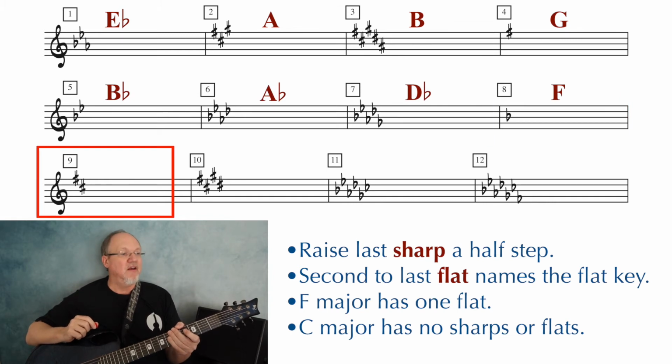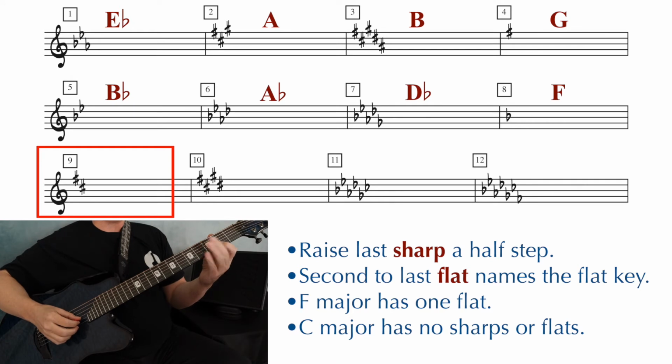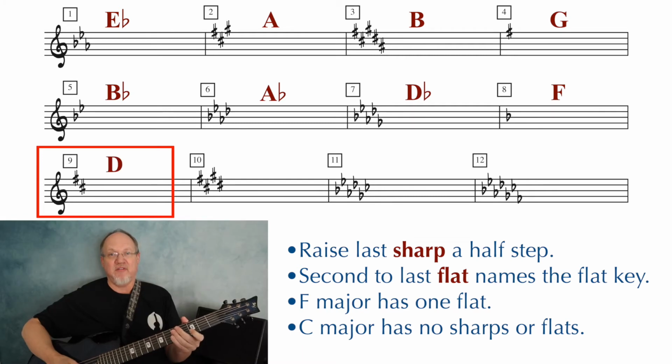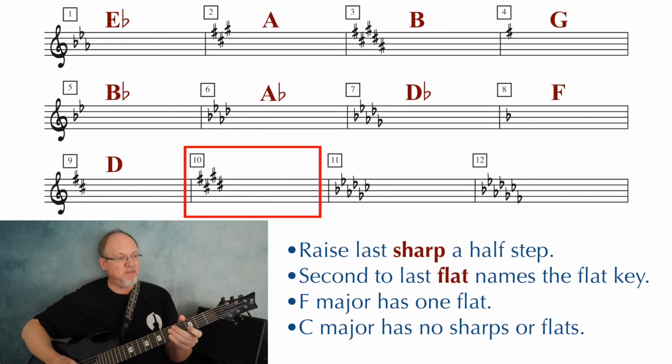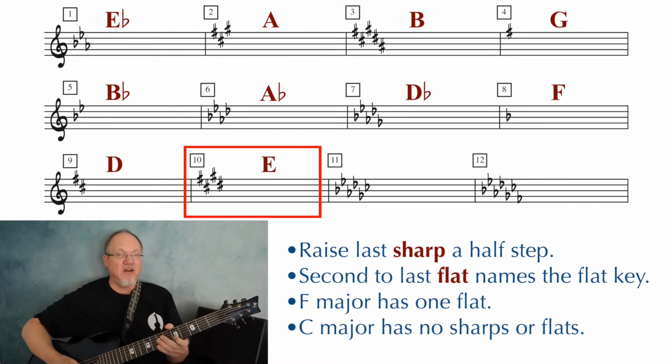Number 9, 2 sharps in the key signature. We take that last sharp in the row, the C sharp, raise it 1 fret or 1/2 step, and that puts us in the key of D major. Number 10, another sharp key. Last sharp in the row is a D sharp. Take that D sharp, raise it 1/2 step or 1 fret. That puts us on an E, so number 10 is in the key of E major.